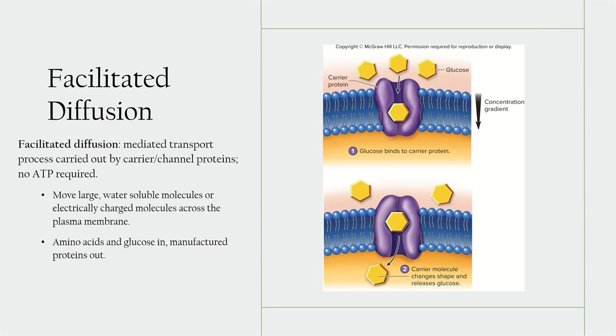So facilitated diffusion here. We're still talking about movement of molecules across the membrane. The process is carried out by specific channel proteins. No ATP is required. You're moving water-soluble molecules across the membrane here, such as amino acids and glucose.